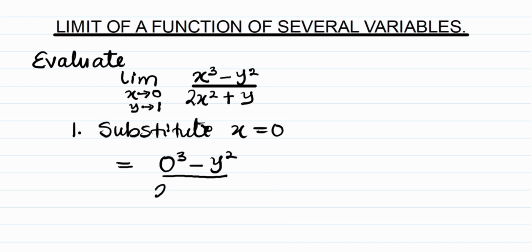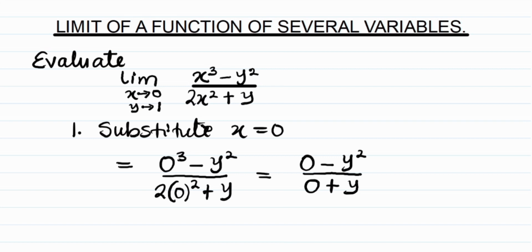That becomes 2 into x. What's x there? 0 squared plus y. So I have this. This is equal to 0 cubed is 0 minus y squared all over 2 times 0 squared gives you 0 plus y. So I have this. If I work on this, this is equal to minus y squared all over y.